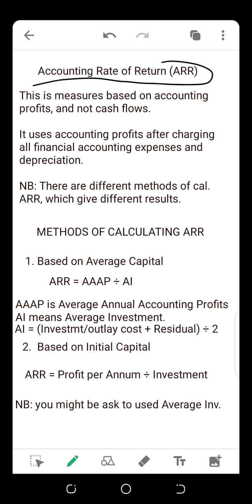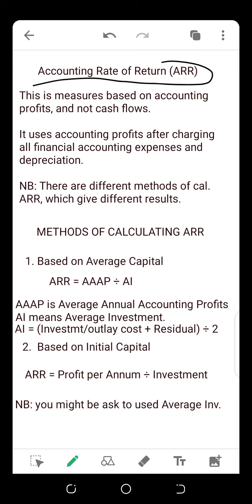Don't forget that our accounting profit is any profit you arrive at after deducting your depreciation and any other accounting related expenses, which we all know as what? Net profit. It uses accounting profit after charging all financial accounting expenses and depreciation.